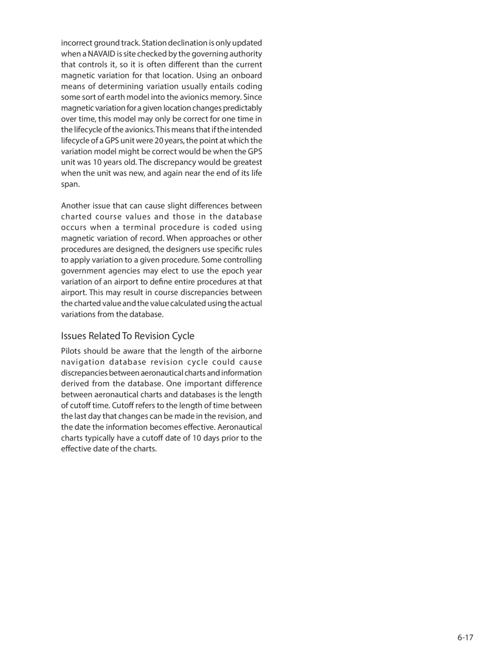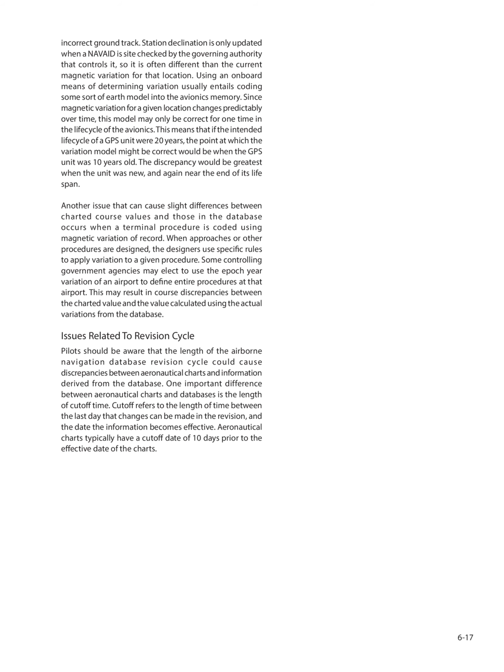Using an onboard means of determining variation usually entails coding some sort of Earth model into the avionics memory. Since magnetic variation for a given location changes predictably over time, this model may only be correct for one time in the life cycle of the avionics. This means that if the intended life cycle of a GPS unit were 20 years, the point at which the variation model might be correct would be when the GPS unit was 10 years old. The discrepancy would be greatest when the unit was new, and again near the end of its lifespan.